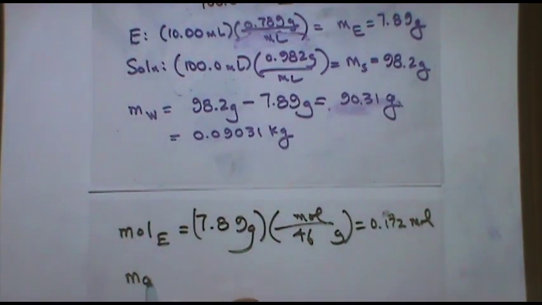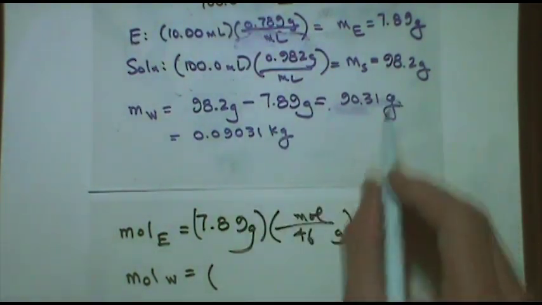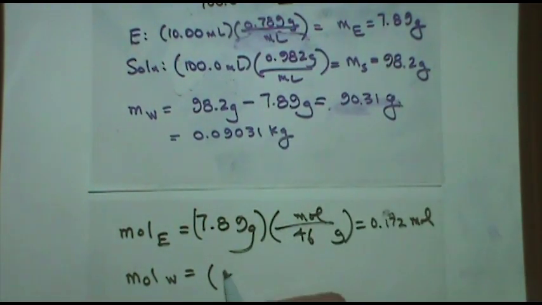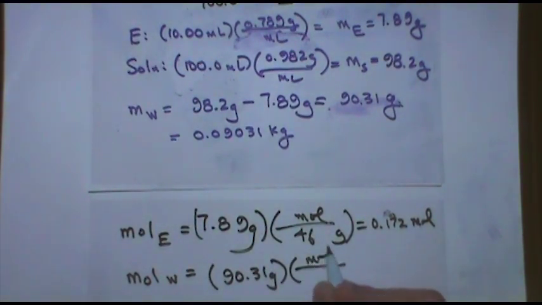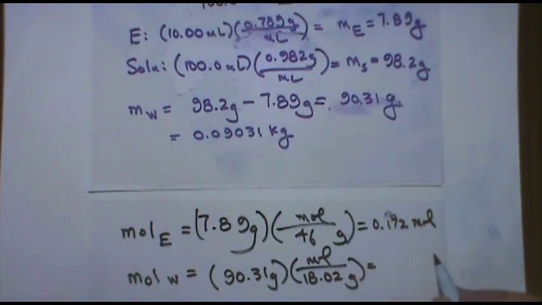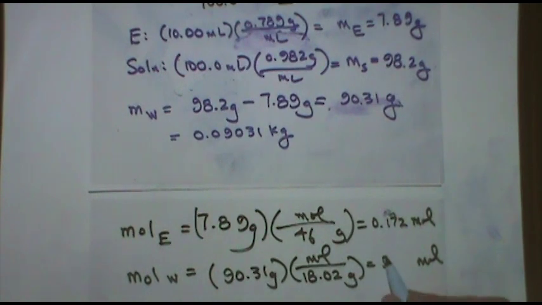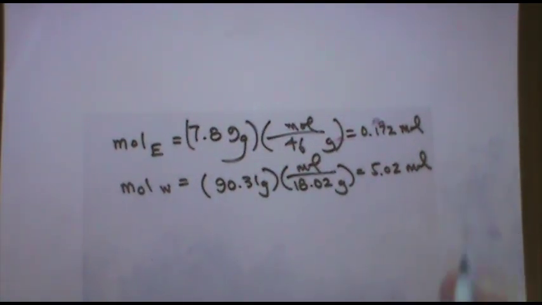I also want the moles of the water. The moles of the water would be the mass. That was 90.31 grams. Molar mass of water is about 18.02 grams per mole. And that is? 5.017. Okay, 5.02 about. Alright, I've got the moles of the water. I think I've got about everything I need right now.